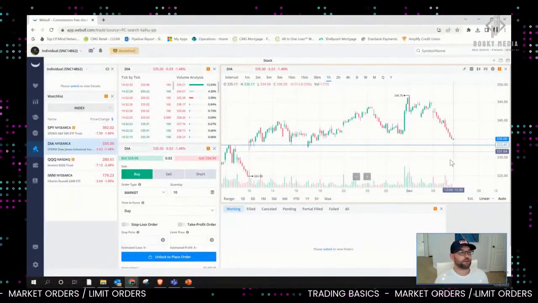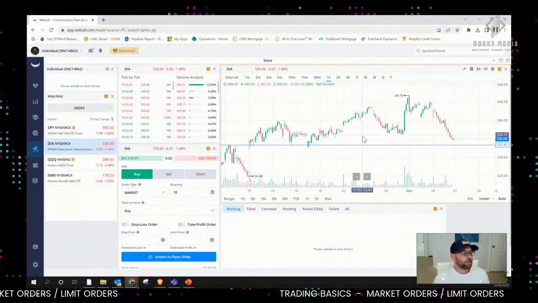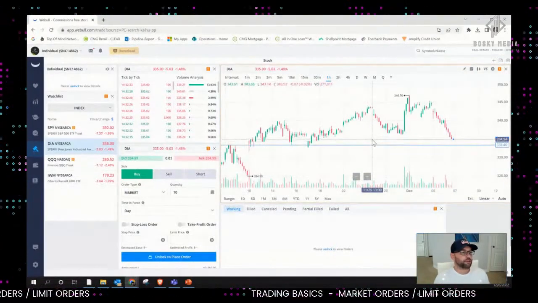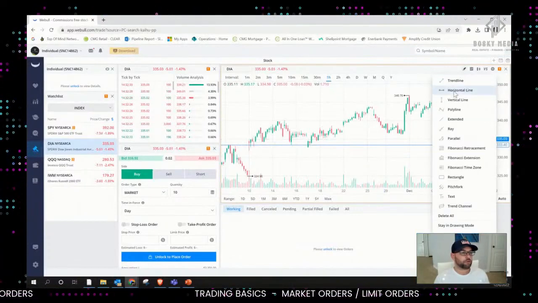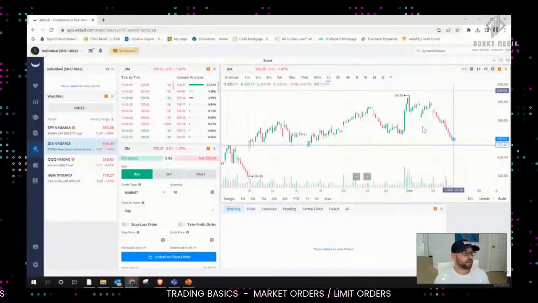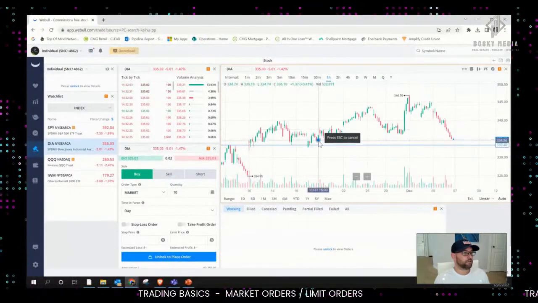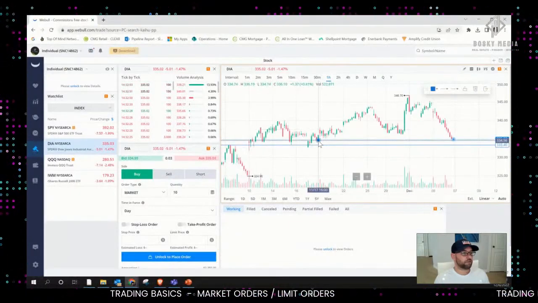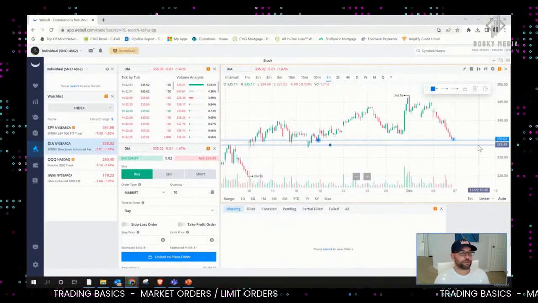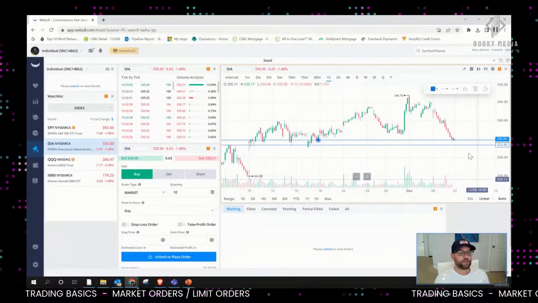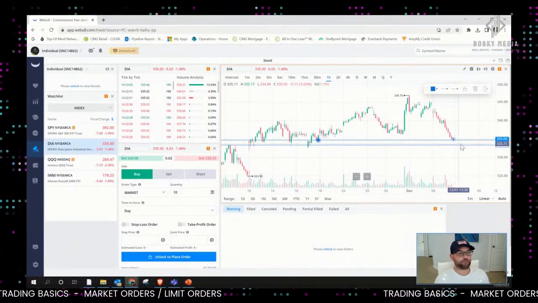Another thing is, you could say, I think it's going to bottom from right here, 335 to this 333. You can say, okay, I think it's going to bottom somewhere in this range.